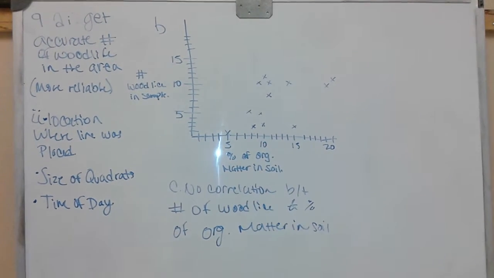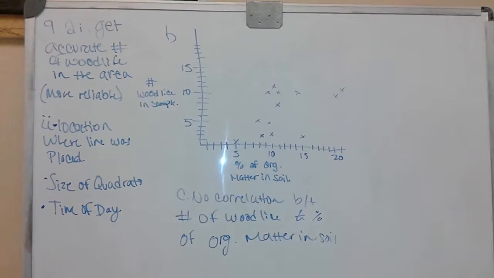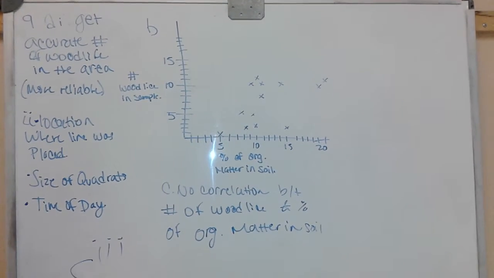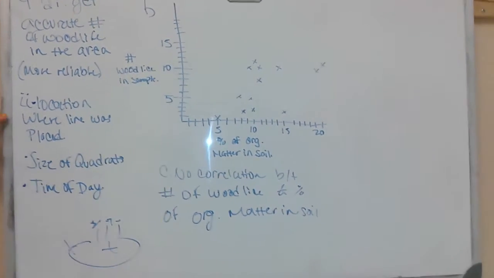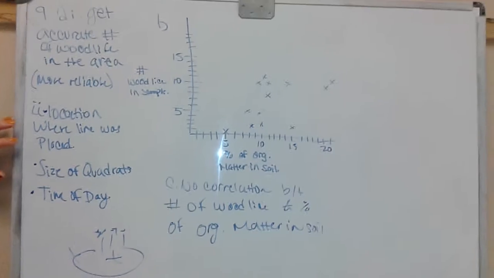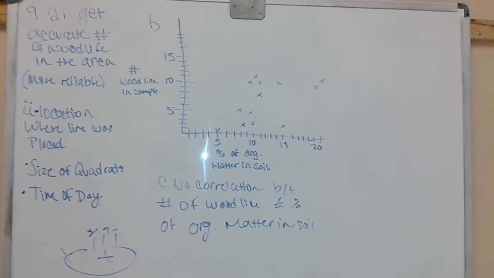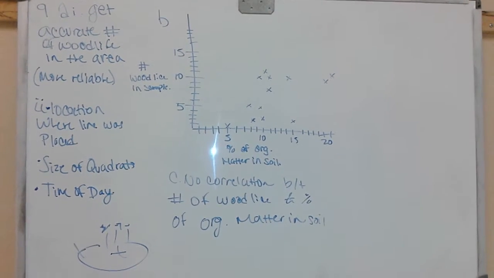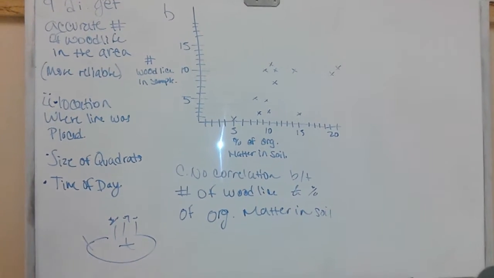Now, 3 things that were not told to us in the problem were the location where the line was placed, like where in the forest, was it at the outskirts, or was it in the center of the trees? So then the second thing is they didn't mention to us the size of the quadrats, which is extremely important. And then lastly, it would be the time of day, because the time of day has an effect on the organisms living in that forest.